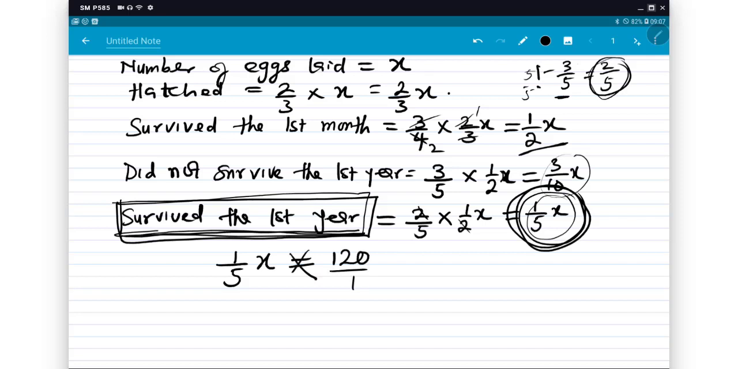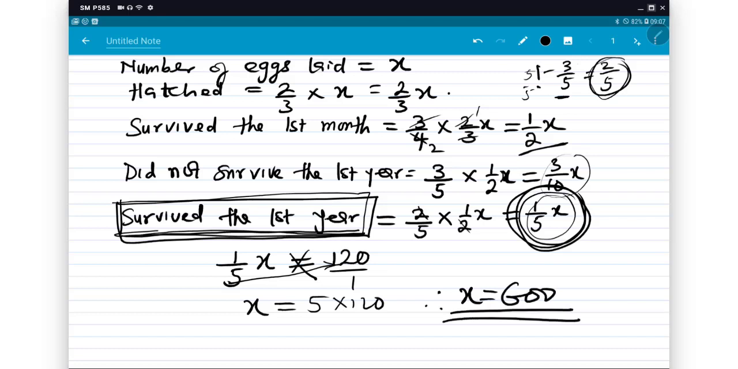Therefore here, x over 1, I will cross multiply, meaning x times 1 is equal to 5 times 120. Therefore, our x is equal to 600. That means a total of 600 eggs were laid. Alright, so that is the answer to this question. So we have 600 as total eggs laid.